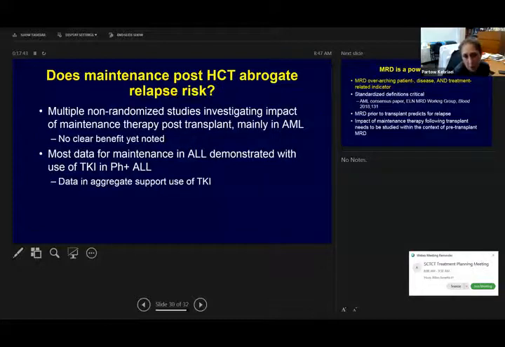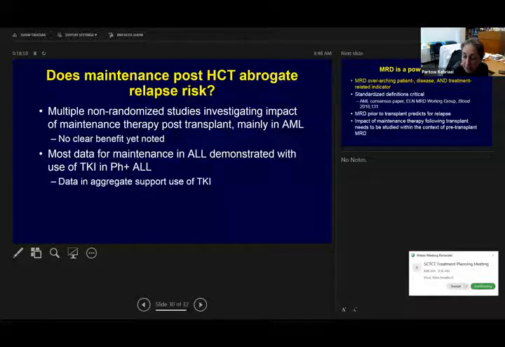And then finally, what about maintenance therapies? If you have a patient that's MRD positive coming into transplant, will maintenance abrogate the risk for relapse? I think there are many studies ongoing, many in AML, looking at transplant and looking at maintenance following transplant. I would say that these are all studies that are continuing to be under investigation. We don't yet have a very clear conclusion on that, although studies suggest that perhaps maintenance may be beneficial.